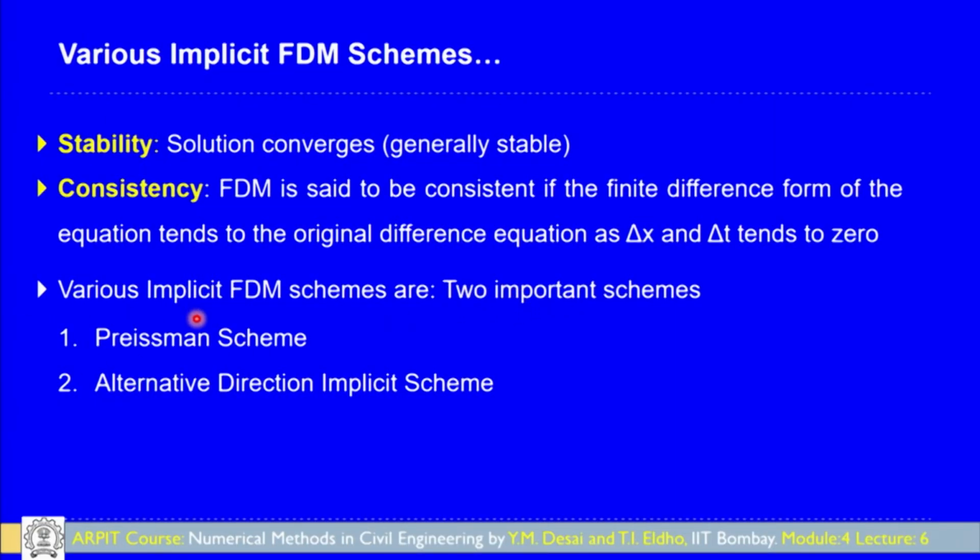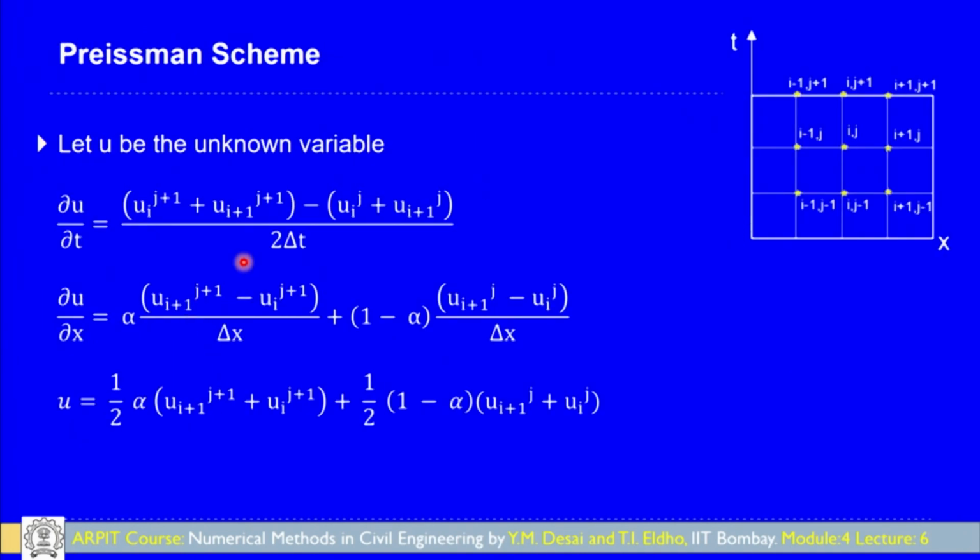Two commonly used schemes are the Preissmann scheme and the alternating direction implicit scheme, the ADI scheme. There are many schemes, but due to lack of time, we will discuss only these two important schemes briefly. In the Preissmann scheme, consider this typical grid shown here.